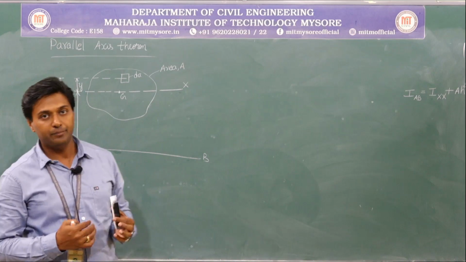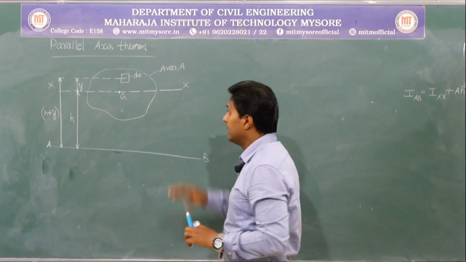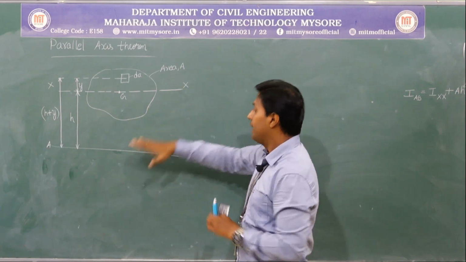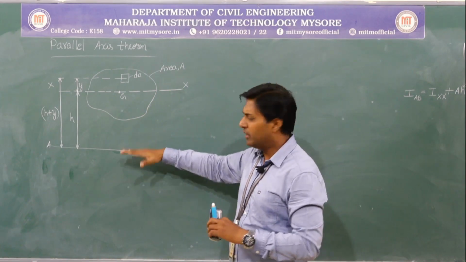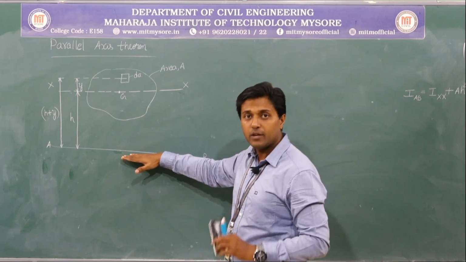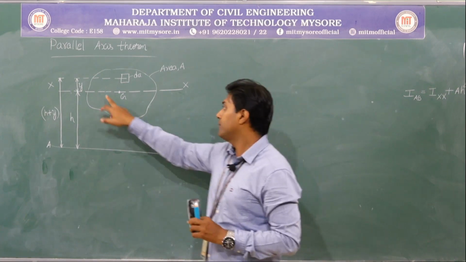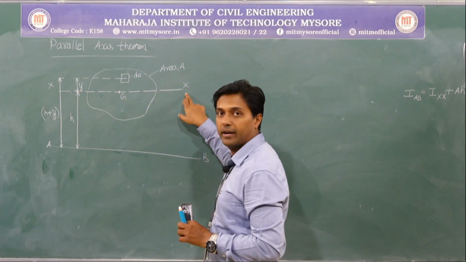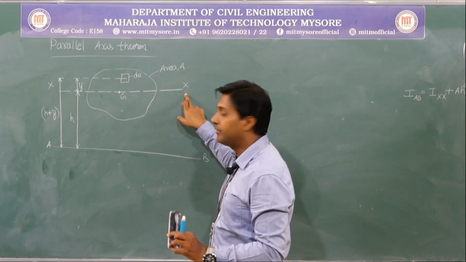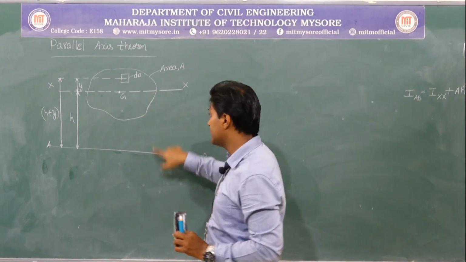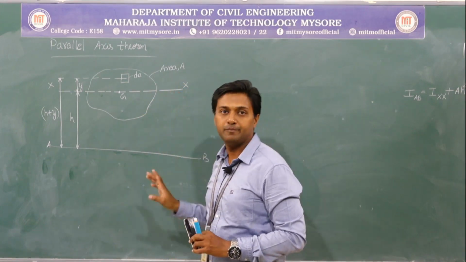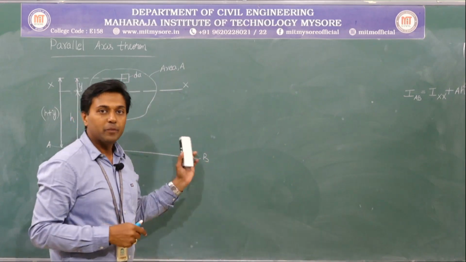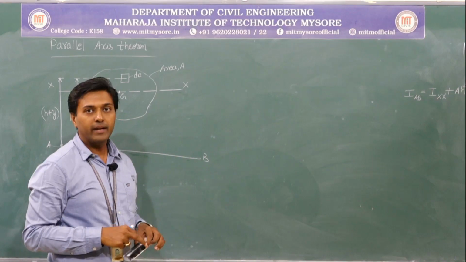Now let me state it. It states that the moment of inertia of any area about a particular line is equal to the sum of the moment of inertia of the area passing through its centroid and the product of area and the perpendicular distance between the two parallel lines. So this is how we need to deal with it. Now let me proceed with the derivation, because I need to prove that, right?